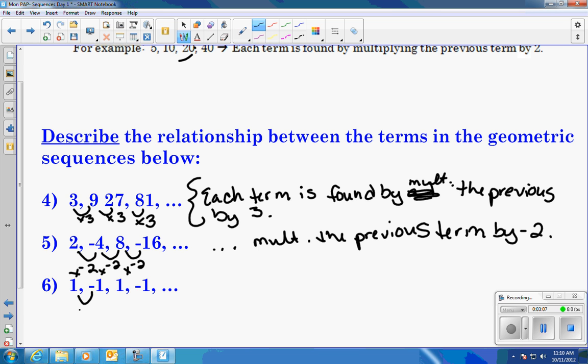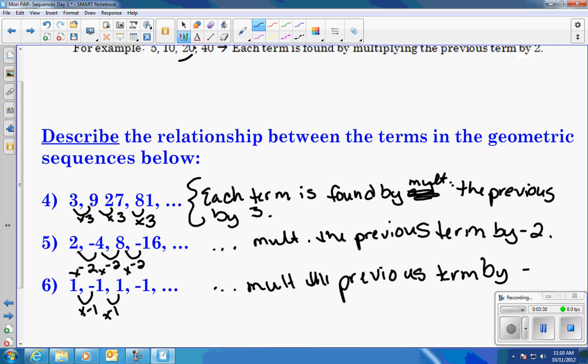The last one is times -1, times -1, because 1 times -1 is -1. -1 times -1 is +1, and so on. So each term is found by multiplying the previous term by -1.